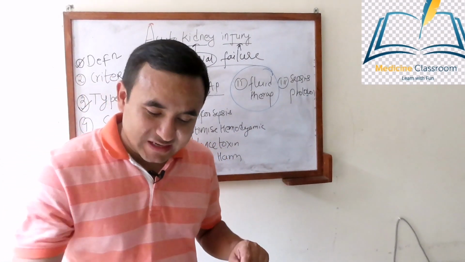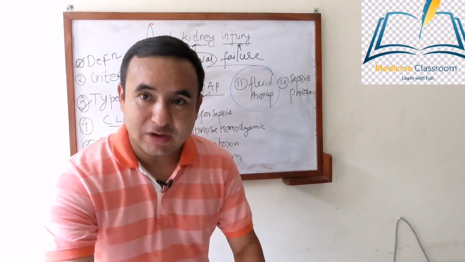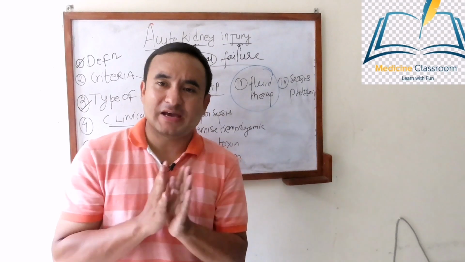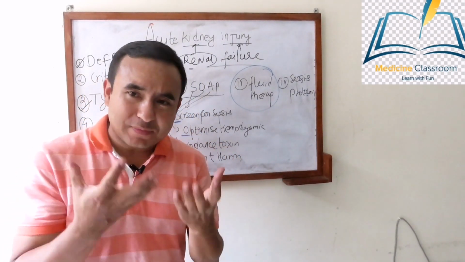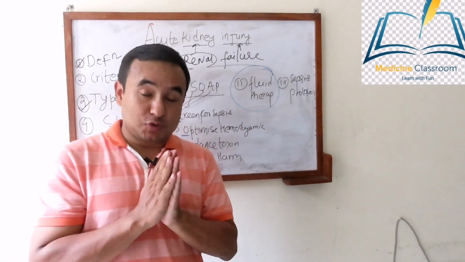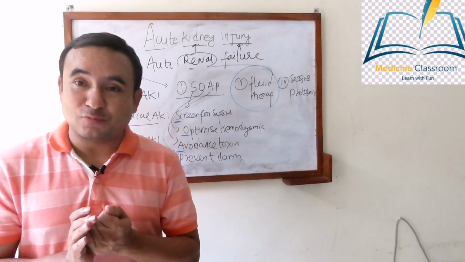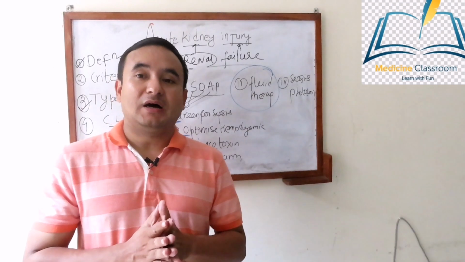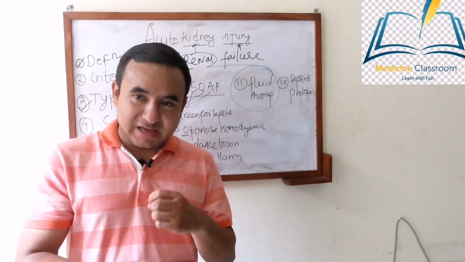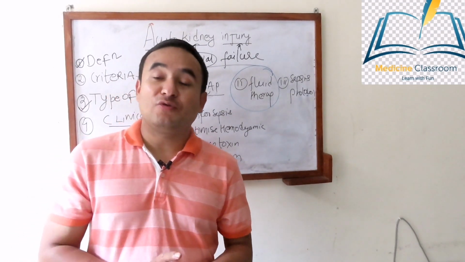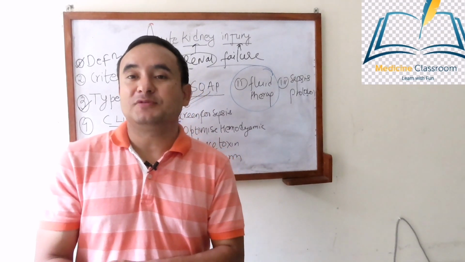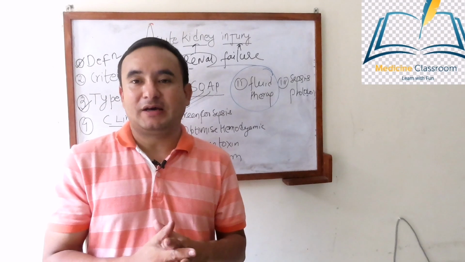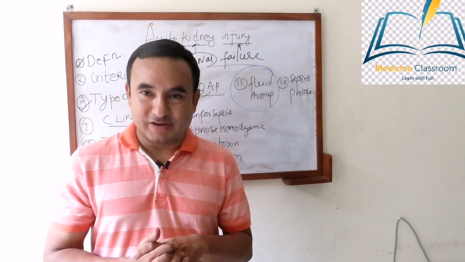So if you get any case of AKI, then we have to always think about pre-renal AKI, renal AKI and post-renal AKI. We have to investigate them, and we have to manage them with the SOAP protocol, fluid therapy protocol, and the sepsis protocol. If you do the AKI management with these protocols, then we may save the lives of many patients with AKI, and can also prevent the development of chronic kidney disease.